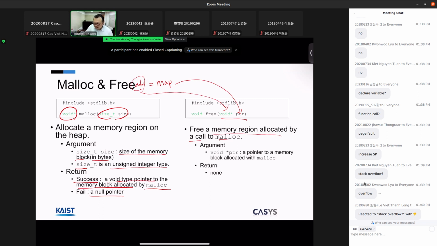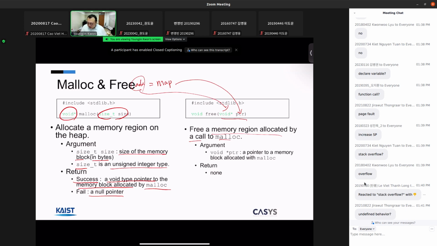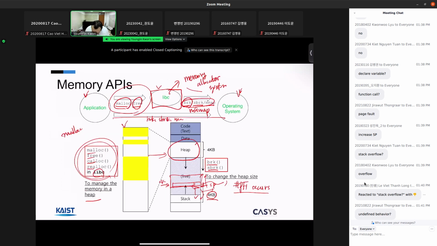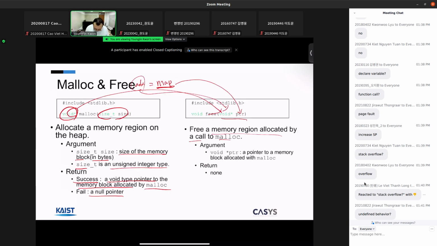Is it okay? Yeah, it's not defined. So what happened? You don't know. It's undefined behavior. Therefore, the virtual address allocated by malloc should be freed using the same API, because mmap bypasses the memory allocator. So the memory allocator does not know how to deal with this case. So it should be a match. And free returns nothing.